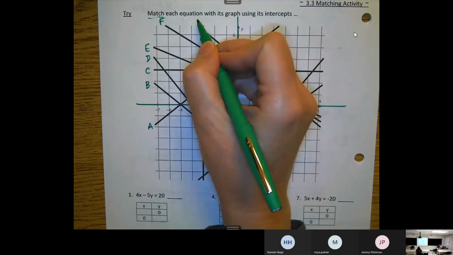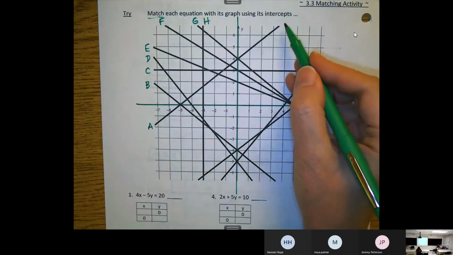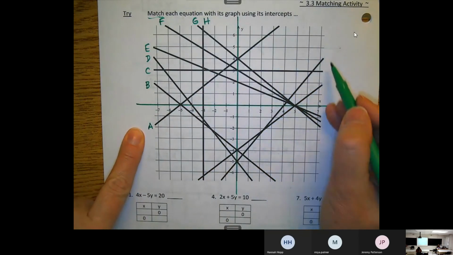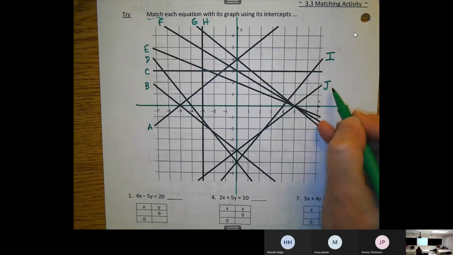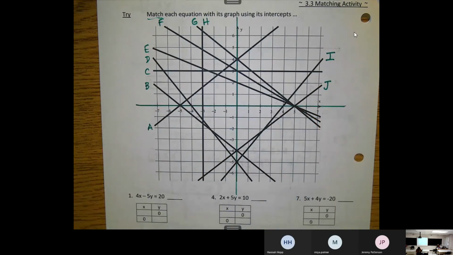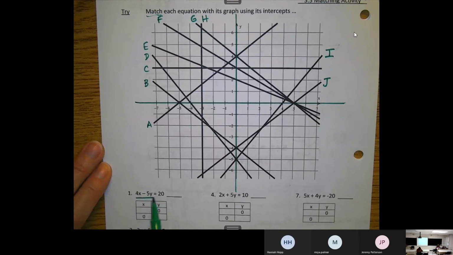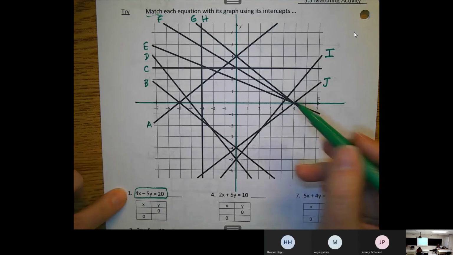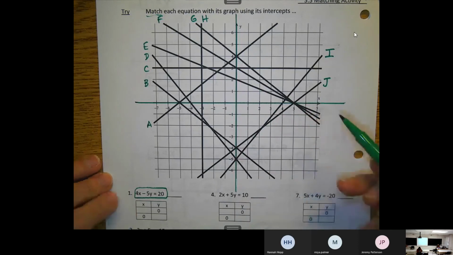As we make our way across the top, we've got F, G, H. And we've already called that one A. There's a few more over here that don't have a name yet. Let's call that I. Let's call that J. I think that's all of them. And then let's check out the equations down here. If I could find the intercepts for this equation, I could look up on the graph and see what line crosses at those intercepts, and I know which line to match it with.